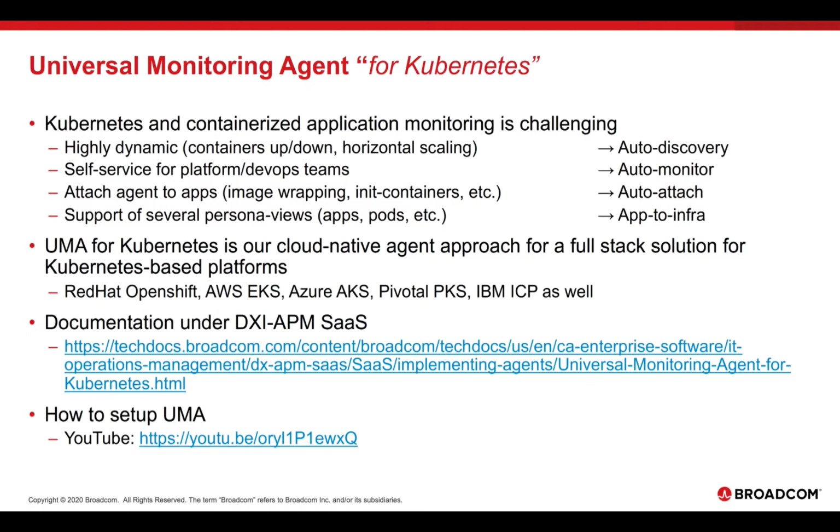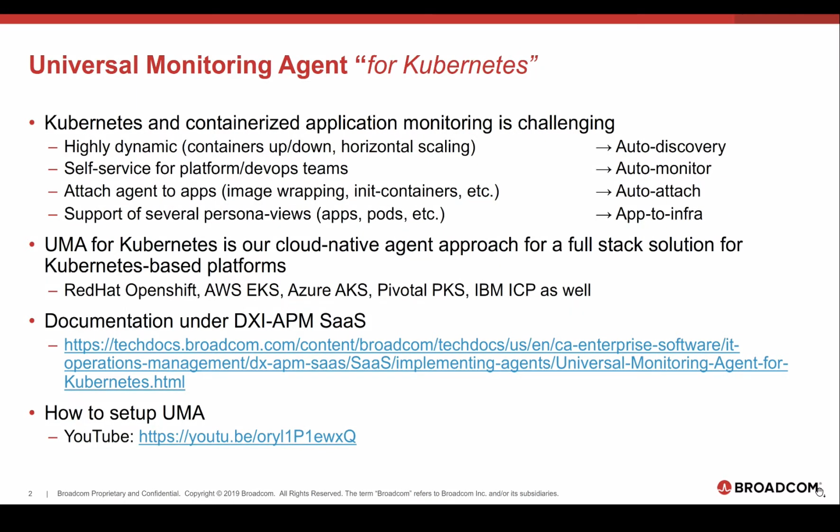In this video, I am going to demonstrate how to monitor JMX metrics exposed by a Java app running in a container in a Kubernetes pod. We will use Universal Monitoring Agent or UMA to report JMX metrics into APM.